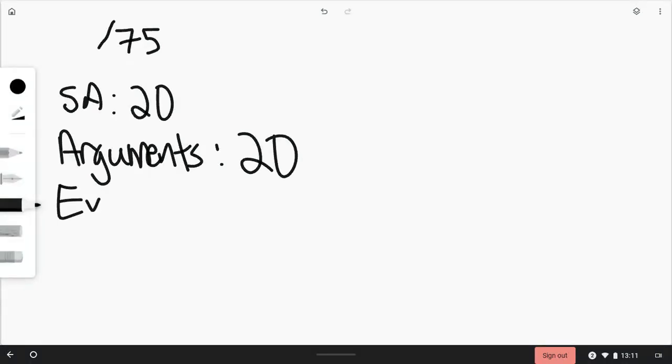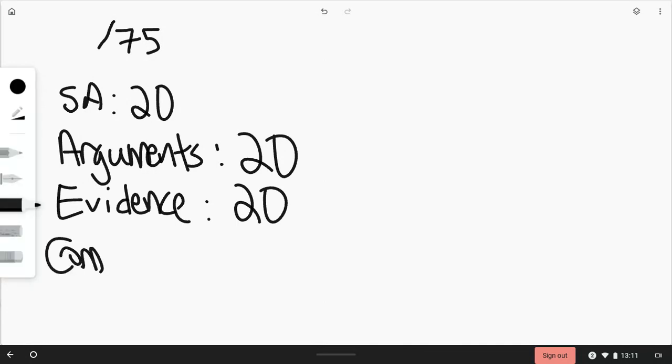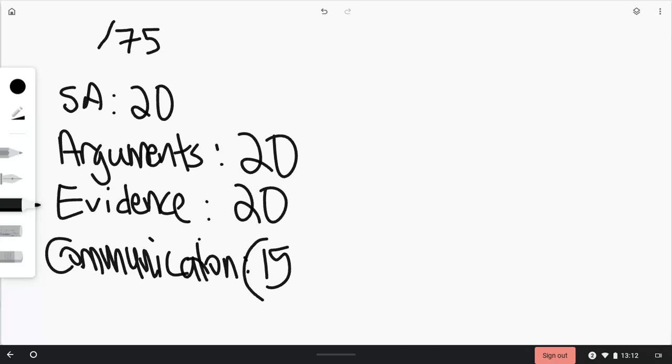Evidence, 20. Communication, 15. If you do not do your source analysis, you cannot get more than a 3 in any of these other categories. It's extremely important that you understand how this rubric works. Now, this 15 in communication, that's a lot. Your WRA 1 is 5. So, for those of you that don't like to take time to edit, you're going to get nailed on communication.